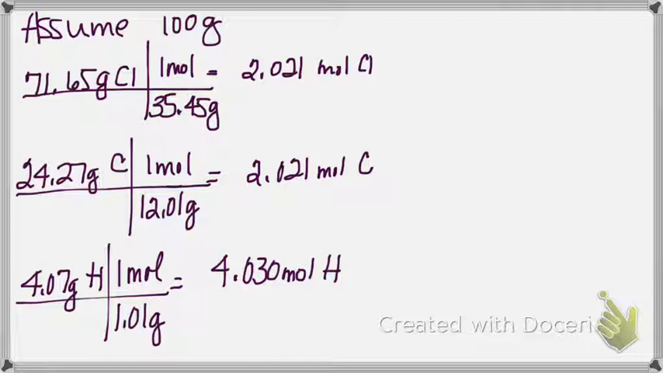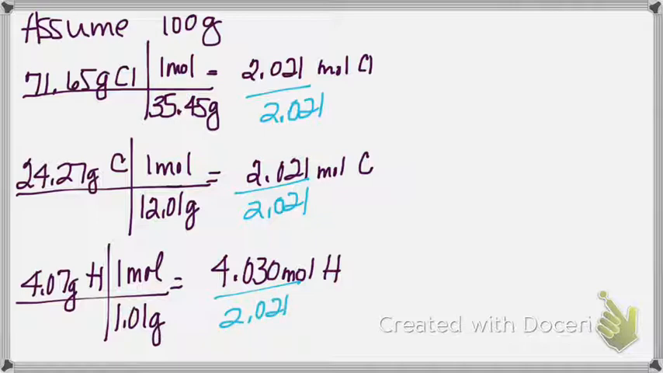Does anybody remember what the next step is? You divide the moles by the smallest number of moles. Okay? So that's 2.021, so we're going to divide everything by 2.021. And that's going to give you basically your ratio of atoms. So that gives me that I have 1 chlorine, 1 carbon, and 2 hydrogen. That gives me 2, 1, 1. So that is my empirical formula.